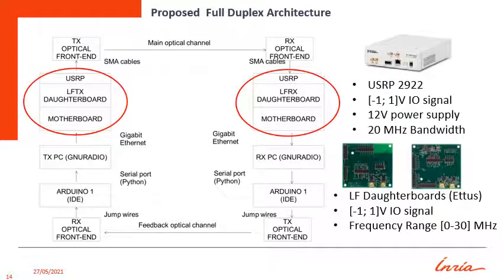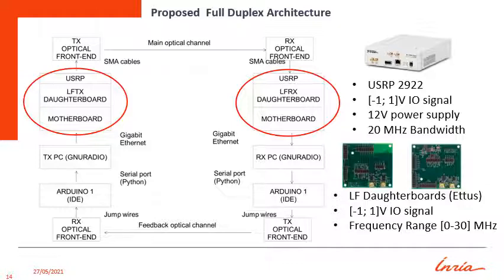Here we have the USRP, which is a device we use for allowing software-defined operation. Namely, we use software-defined operation in order to have more flexibility and to decrease the cost of hardware, because most of the operations we do in software. And we control them with GNU Radio routines. So in this case we use a USRP 2922, which, as we said, has a -1 to 1 volt input-output signal, and a 20 megahertz bandwidth.